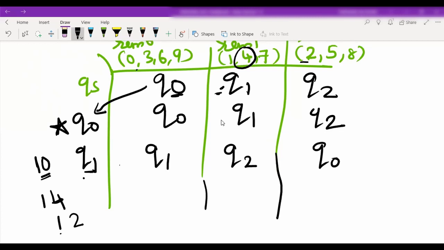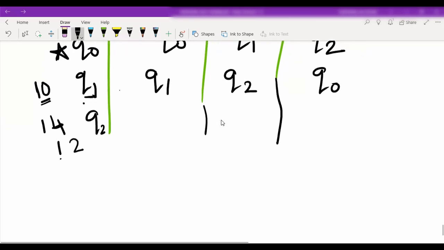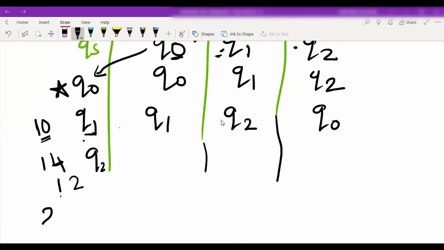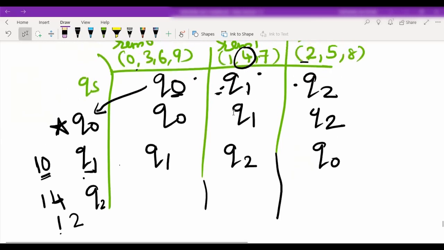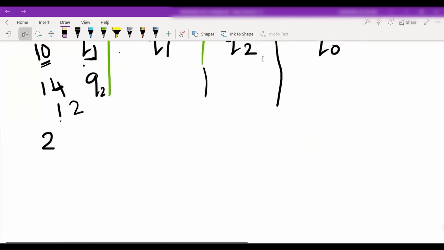Which is remaining? We have considered Q0, we have considered Q1, now we'll consider Q2. Q2 represents the previous remainder 2, which is at the tens place. Now any element from the set with remainder 0, for example 3, 6, 9, any number. For example, we will consider 0. So at the tens place we have 2, at the unit place we have 0. So that is number 20. Number 20 is not divisible by 3, leaving the remainder 2. So it will go to the Q2 state.